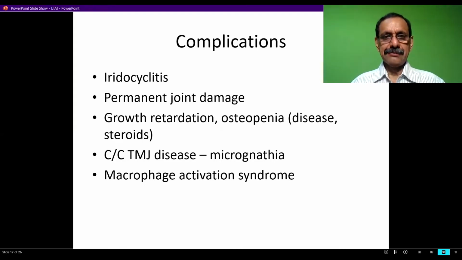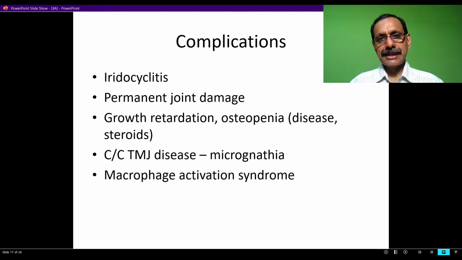Then growth retardation. Because if the growing end of the bone is affected, then that particular area will not grow. So asymmetric growth retardation. Osteopenia, that is, the bone becomes thinner and thinner. Less calcium is there in the bone. That is because the disease affects the joint, which is less used, so less calcium gets deposited there. Moreover, we use steroid occasionally for JIA. That will also affect the calcium deposition, so osteopenia.